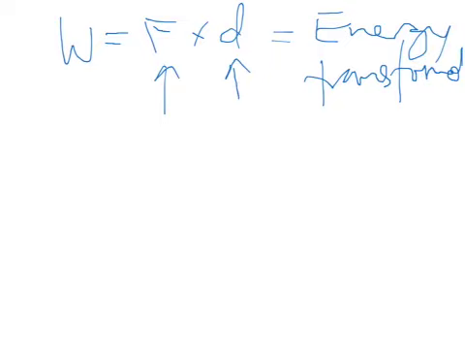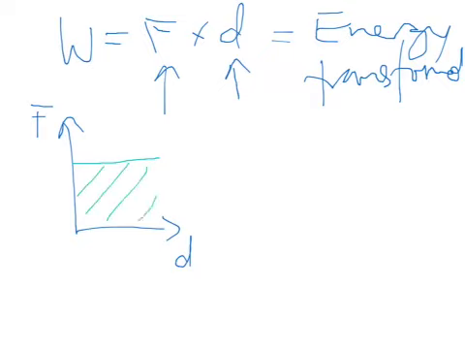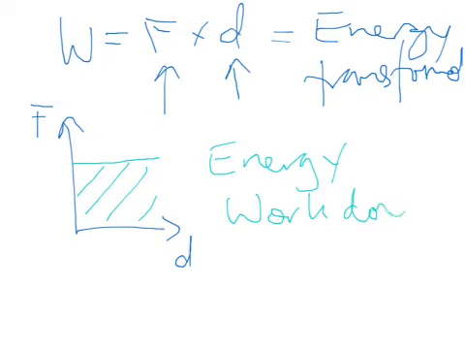So if we were to make a graph of that with force here and the distance here, if it was a constant force applied over a particular distance that you're moving something, then the area under the graph will give us the energy or the work done, same thing. So the energy used is the work done.